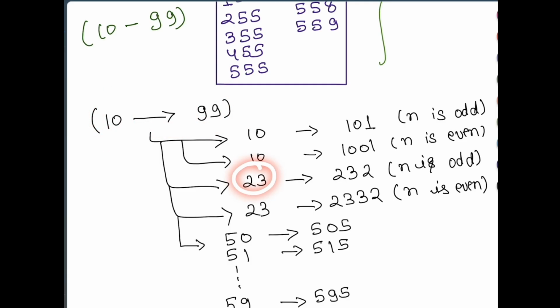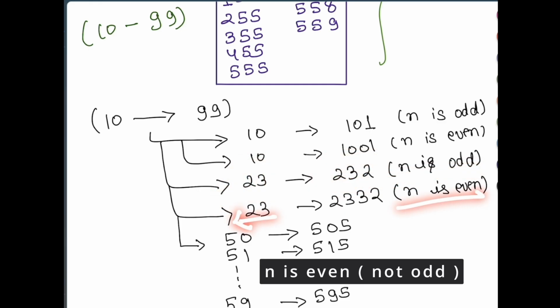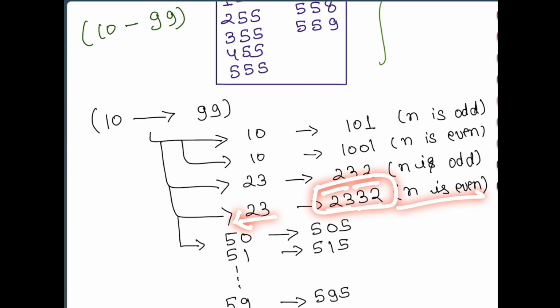For example, 23. If n is odd, you can say, okay, let me ignore this character 3 and take the reverse of the other characters. So 23 and the reverse is 2. So 232 is your palindromic number. For 23 with n as even, you can say, okay, I'm going to take the reverse of all my digits. 23 will become 32, right? So 23, 32, 2332 is our palindromic number.